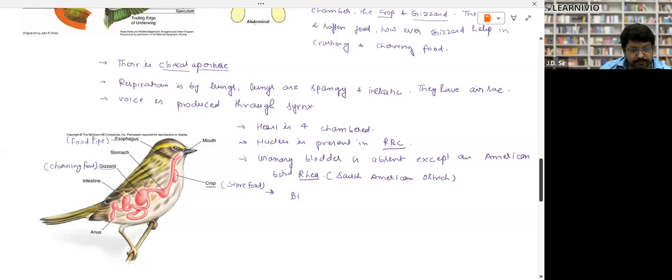Birds have well developed vision, but this is also very important. Poor sense of smell. They cannot smell things properly, but they have a good sense of sight. So these were the general characteristics.